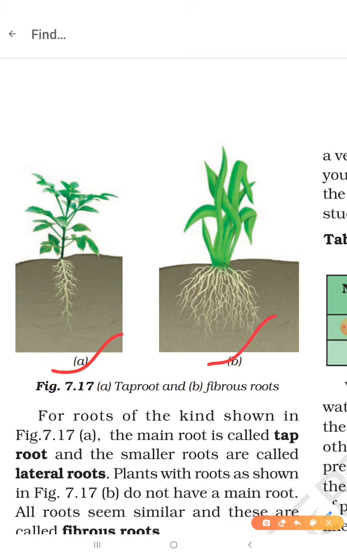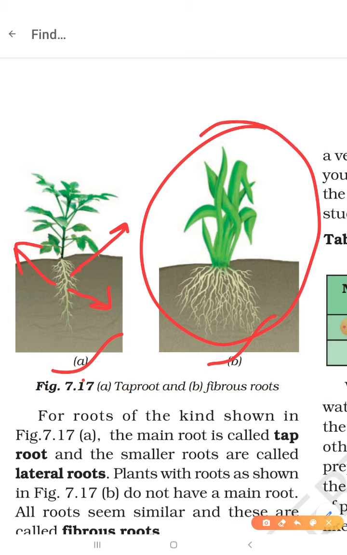For roots of the kind shown in A, you can see here this is a main root. This root is called tap root, and these smaller roots are called lateral roots. And the plant which is shown in figure B does not have a main root. All roots are similar, and these are called fibrous root. So you should understand this thing.